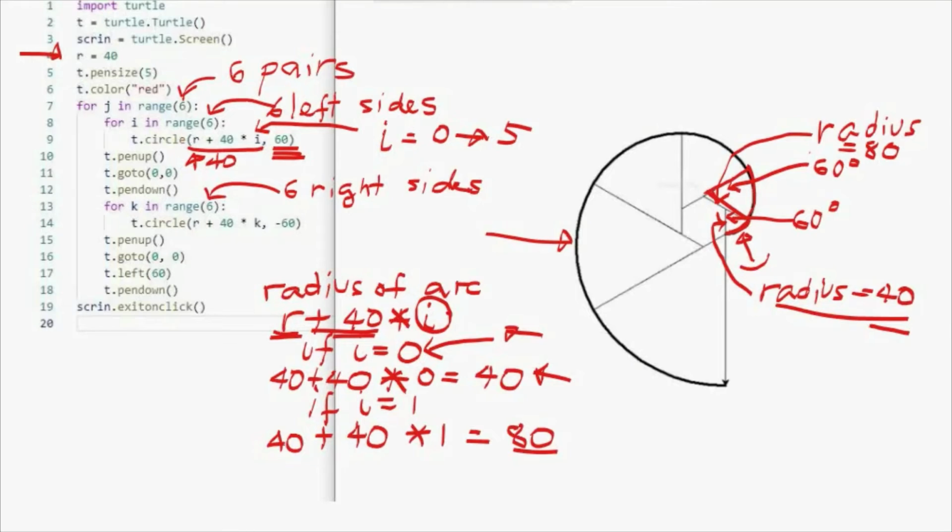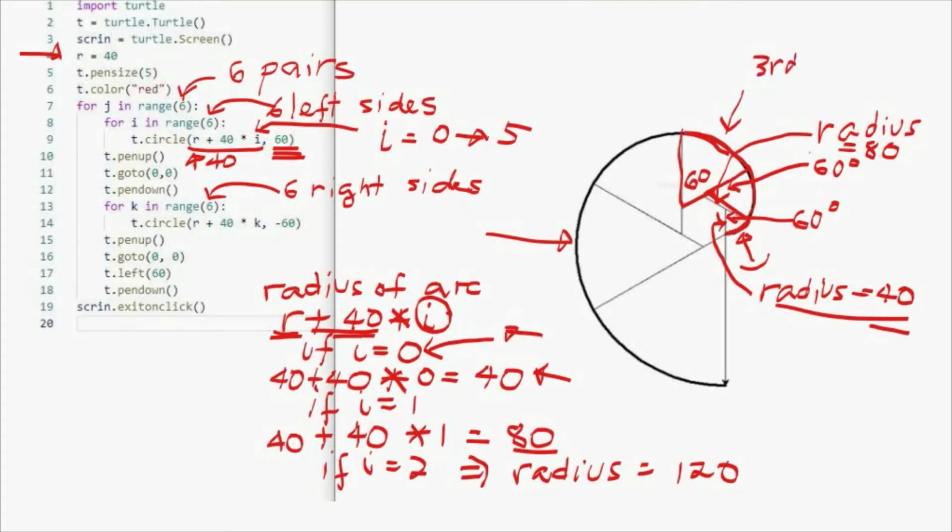Now, this procedure repeats. For example, if I is equal to 2, then the radius becomes 120. So this is now the radius for the third arc. That's one radius, and this is another radius. And then the central angle is 60 degrees. And then this is the third arc.